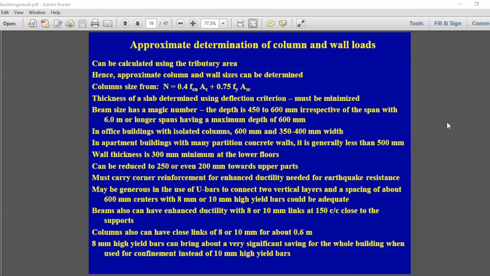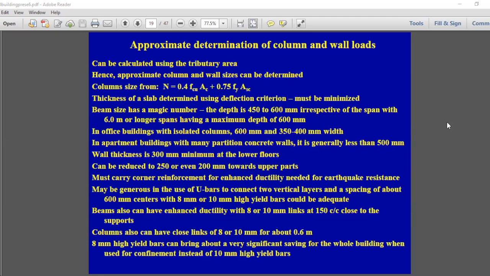So to create a 3D model, as we discussed earlier, first you have to start with some member sizes. How do you calculate the member sizes approximately? So that is the first question you have to ask.